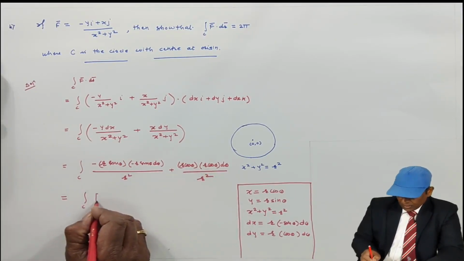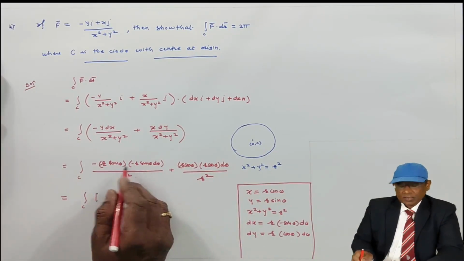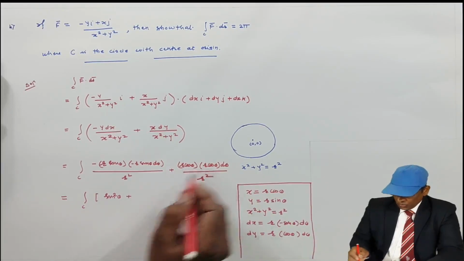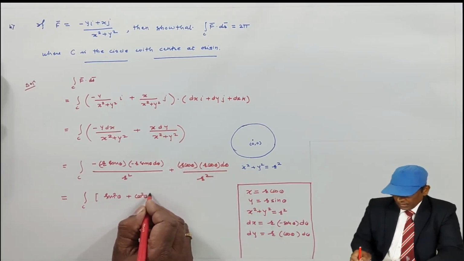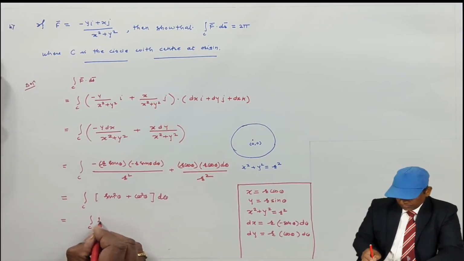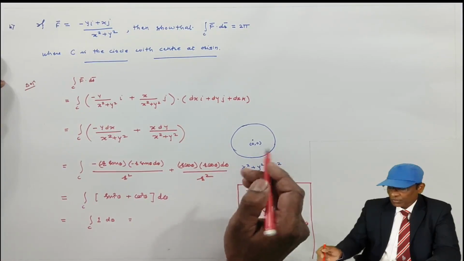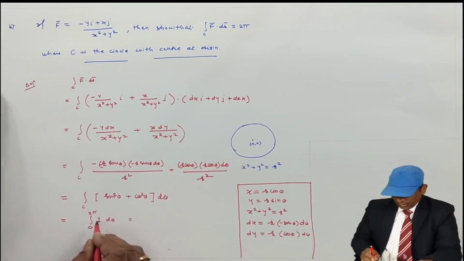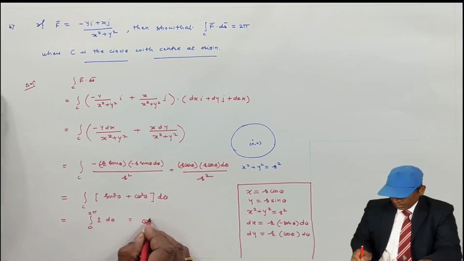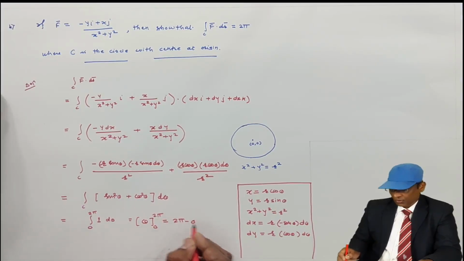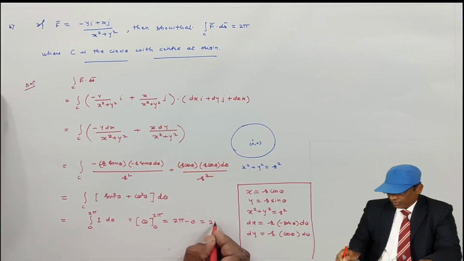Here, minus times minus is plus, sin into sin is sin square theta, plus cos into cos is cos square theta, and d theta. Sin square theta plus cos square theta is 1. In a circle, theta varies from 0 to 2 pi. The integral of 1 with respect to theta is theta, lower limit 0, upper limit 2 pi. Put theta equal to 2 pi, upper limit, put theta equal to 0, lower limit. In this way we have proved it.